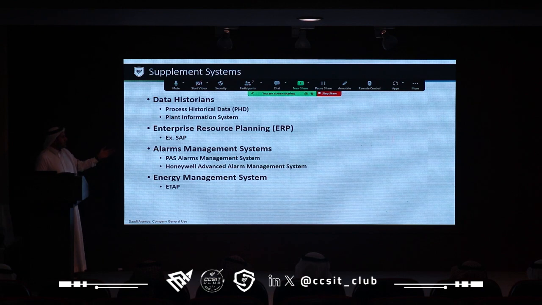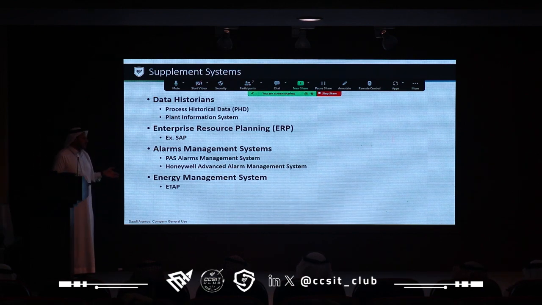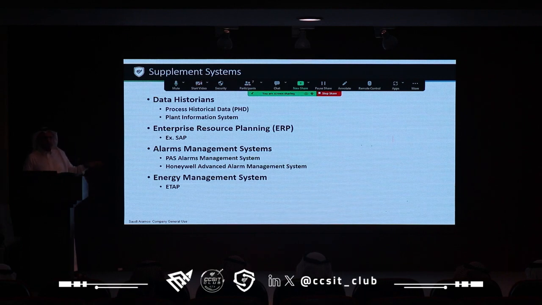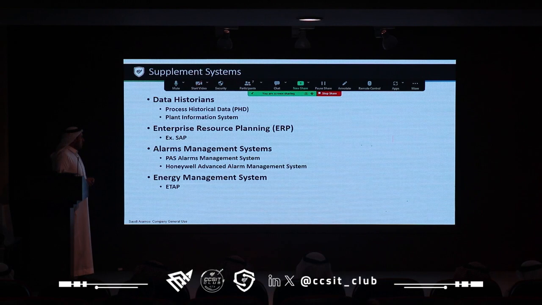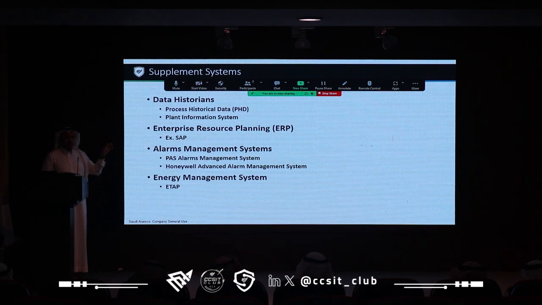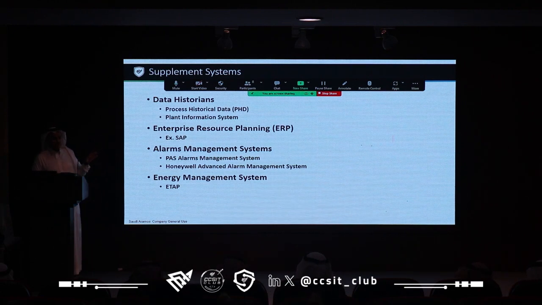Also, we have different types, different vendors. We have the BAS alarm management system, the Honeywell advanced alarm management system. These are vendors that provide alarm management systems for the plants. Also, we have the energy management system. It's called ETAP. It is dedicated to the electrical sector and will simulate electrical grids between the plants and lines and optimize the electrical use and the production in the field.